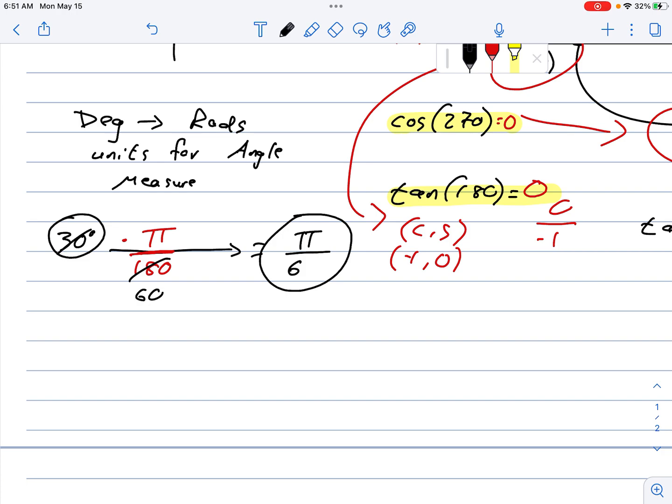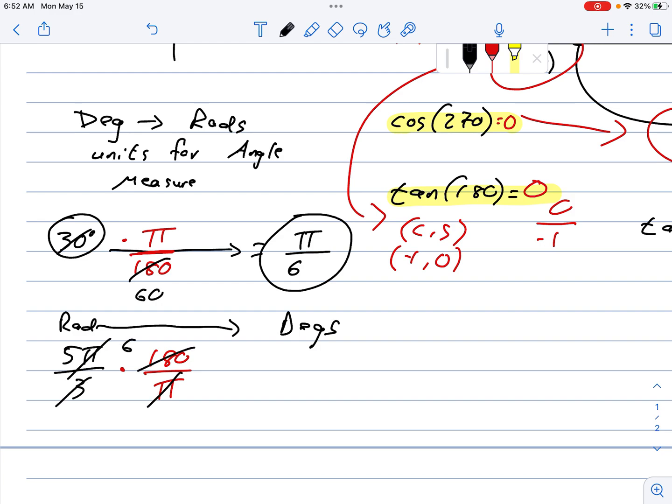On your classwork, you have some things in different angles. Let's just pick one. 5 pi over 3, I think, is one I did. To convert from radians to degrees, you would do the opposite: times 180 over pi. Kind of like what we've been seeing, where dividing by something is the same as multiplying by the reciprocal. My pi's cancel. My 3 and my 180 give me a 60, and I get 300 degrees.